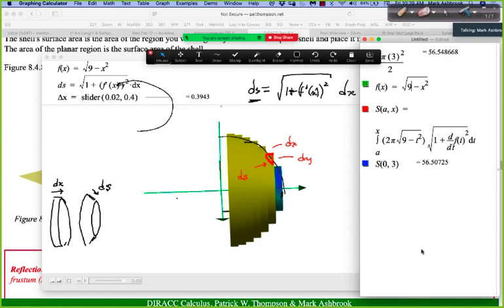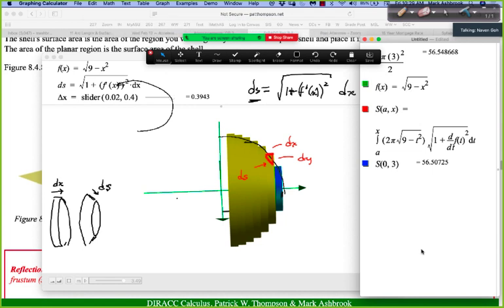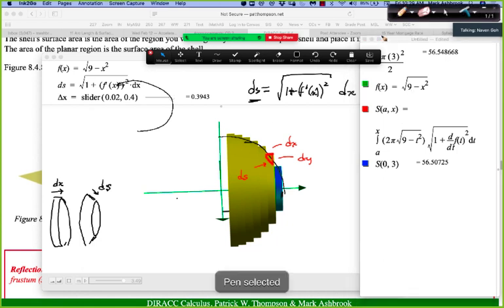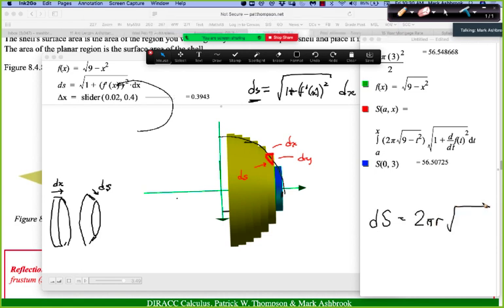So, Professor Ashbrook, just to double check. If ds was m dx, where m is the square root of 1 plus the derivative of f squared, because you know the rate of change of arc length, and dx is still the circumference, which is what we're still using. Are you talking about this? Are you talking about the rate of change of surface area? It'll be 2 pi r times the square root.